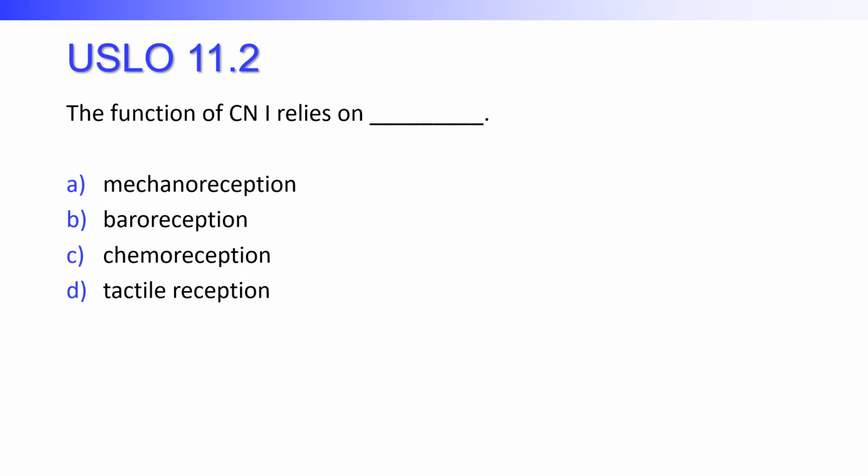The function of cranial nerve 1 relies on mechanoreception, baroreception, chemoreception, or tactile reception. Cranial nerve 1 is olfaction, so hopefully you said chemoreception. It relies upon the presence of those odorant molecules to engage, so it's chemical in nature.